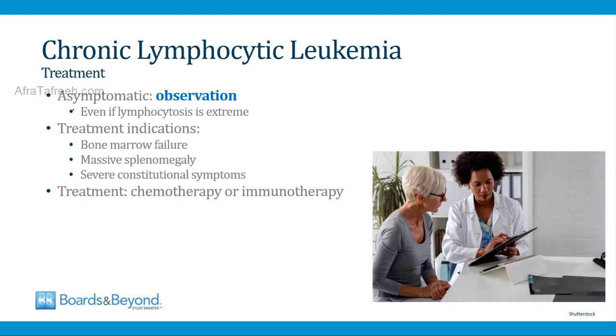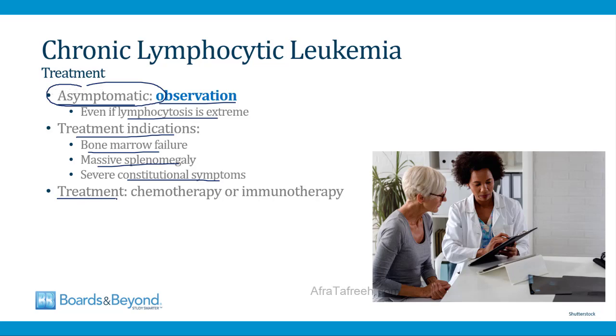In terms of treatment, if patients are asymptomatic, they're usually managed with observation, and this can even be done if the lymphocytosis is extreme. Even if the lymphocyte count is very high, as long as the patient is asymptomatic, often observation is all that's required. Treatment is usually only indicated when certain complications develop, so this includes things like bone marrow failure, or massive splenomegaly, or severe constitutional symptoms. When these things occur, there are a number of treatments that are used.